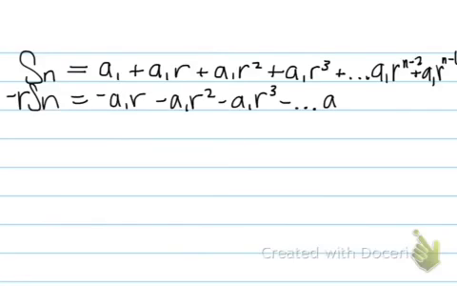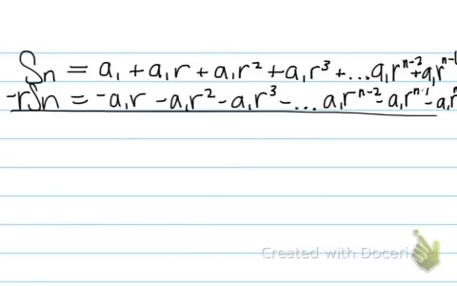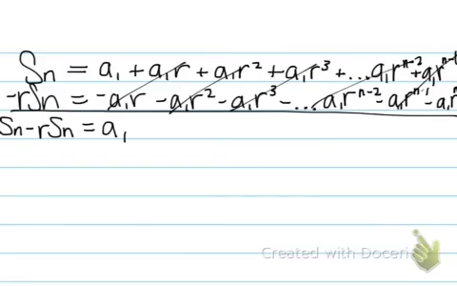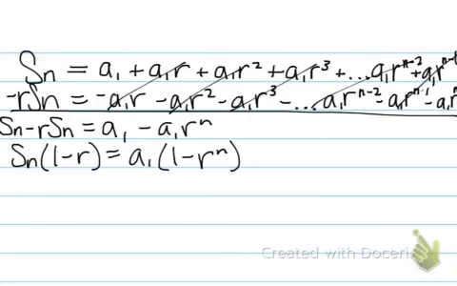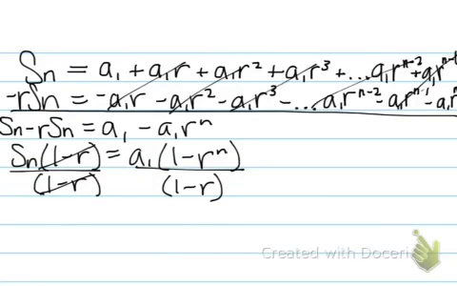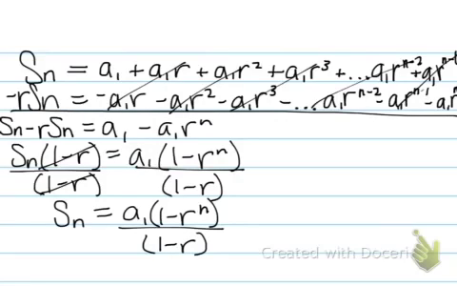So if you remember, you have to multiply by negative r so that you can get all of the middle terms to drop out, and then you add the sum and the negative r times the sum to find that you end up with a sub 1, everything else cancels out, minus a sub 1 times r to the nth power. Now on the left hand side you take out an s sub n, and on the right hand side you can pull out an a sub 1, and then finally divide both sides by 1 minus r. So we find that the sum of a geometric series is a sub 1 times 1 minus r to the nth power all over 1 minus r.